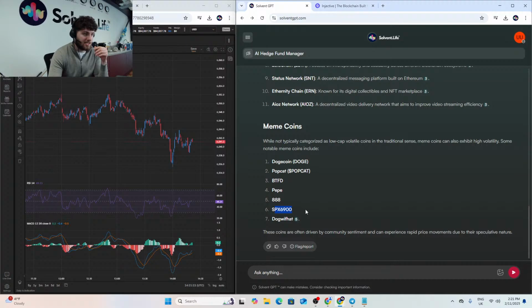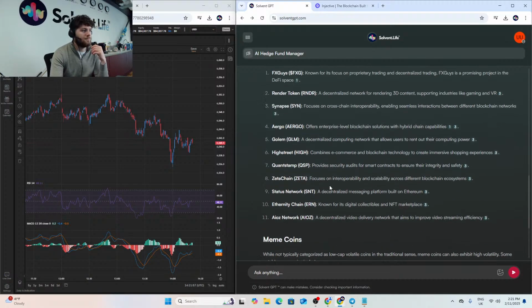We have SPX 69000. Now the story behind this one is it's a very strong community that wants to push the market cap of their meme coin to over what the S&P 500 is currently sitting at. Do I think that's plausible? No. Does it sound inspiring? Yes. A strong community is what you want with a lot of these coins. They will give you ridiculous gains if you get in early. Now the top 2, we have Dogecoin and PopCat. If you know much about crypto, you'll recognize these names. Very big in this crypto space.